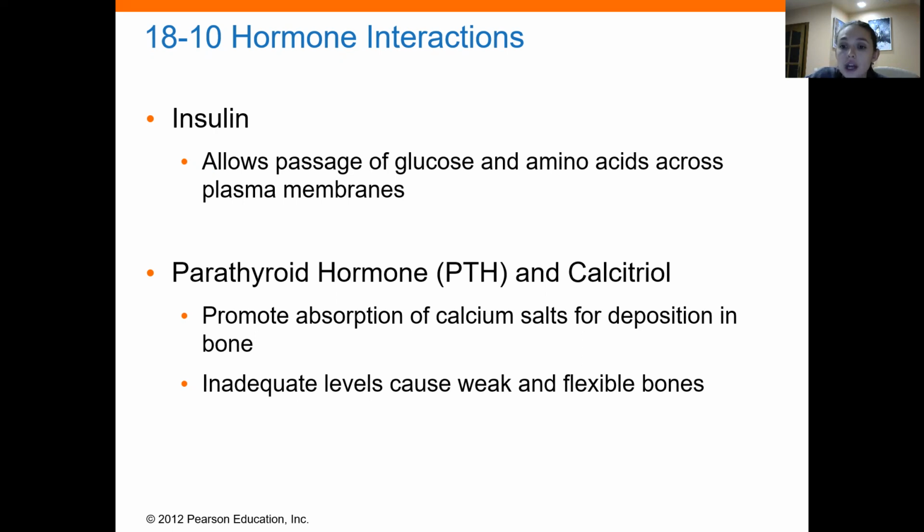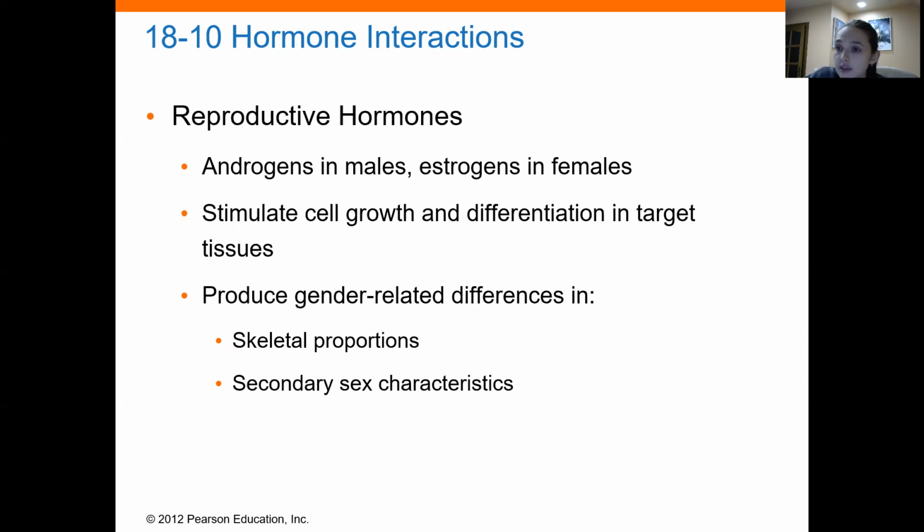Parathyroid hormone and calcitriol promote absorption of calcium and phosphate from the digestive tract and deposition in the bone. Inadequate levels cause weak and flexible bones. Reproductive hormones, androgens in males and estrogens in females, stimulate cell growth and differentiation of target cells, and produce gender-related differences in skeletal proportions and secondary sex characteristics.